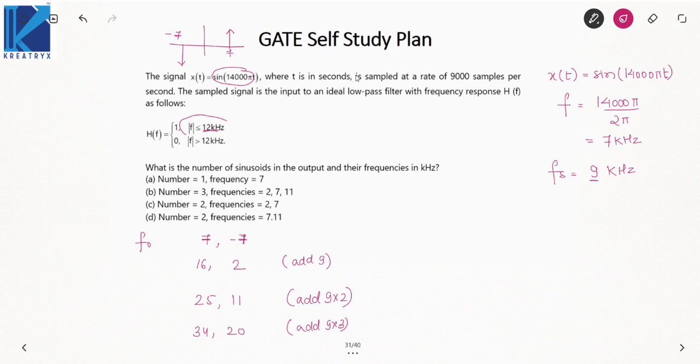But the filter can only pass up to 12 kilohertz. Which are the frequencies within 12 kilohertz? 7, 2, 11. So 2, 7 and 11, these three frequencies would be passed. It is as simple as that. You just have to find the frequencies generated by sampling. So remember, F naught is the frequency that is passed, then Fs plus minus F naught, then 2Fs plus minus F naught, 3Fs plus minus F naught. That way you have to proceed.